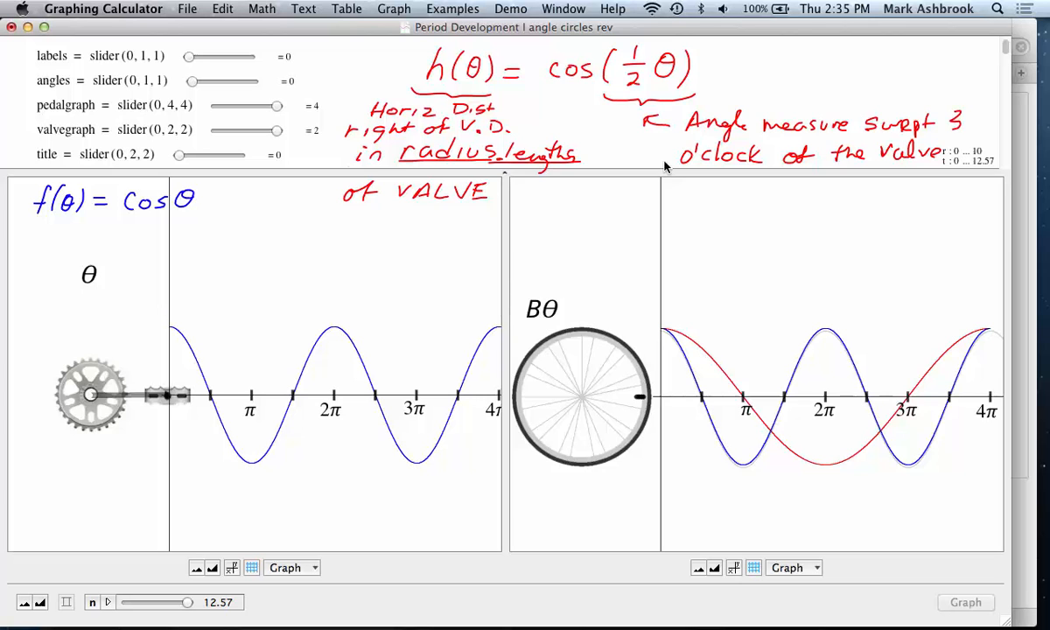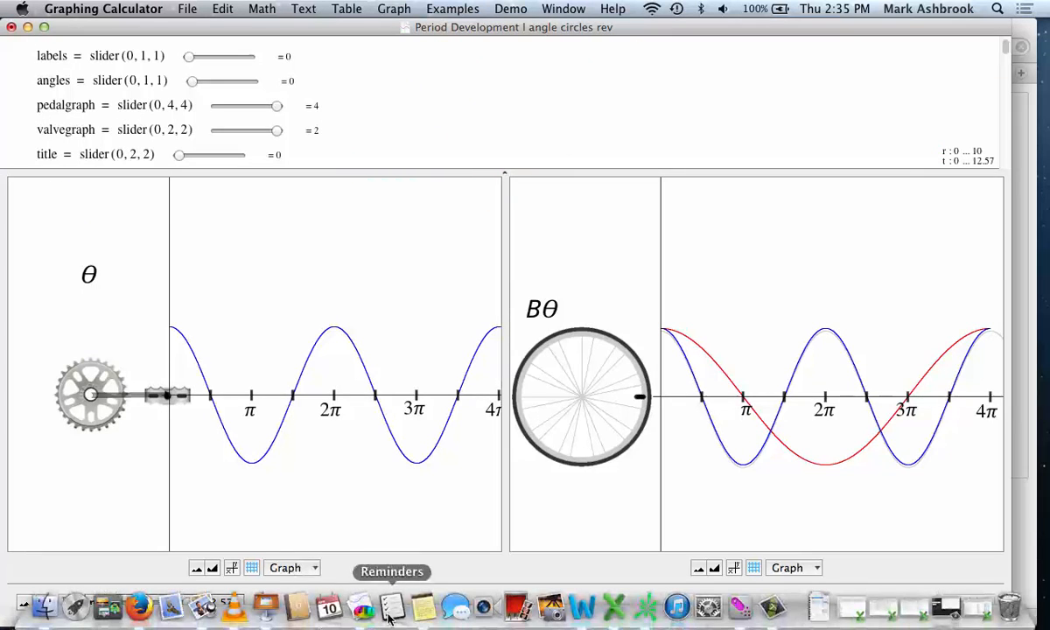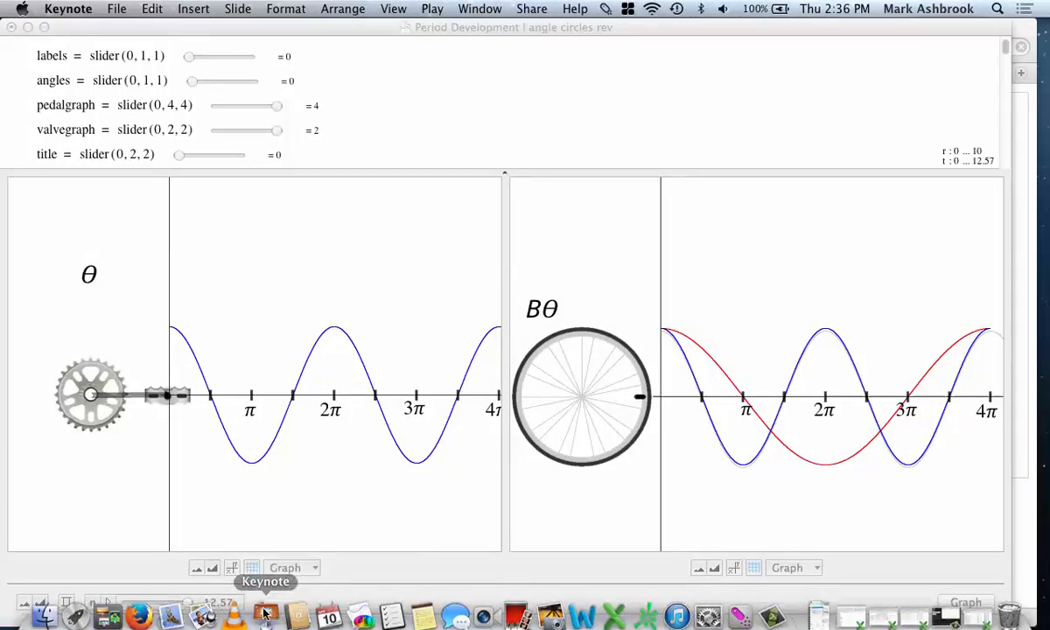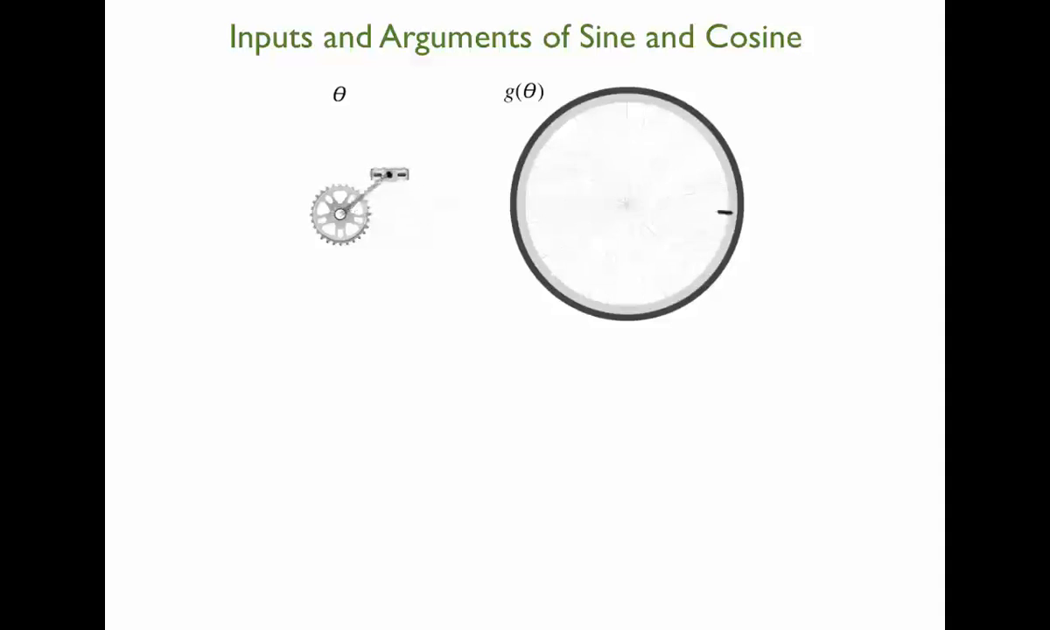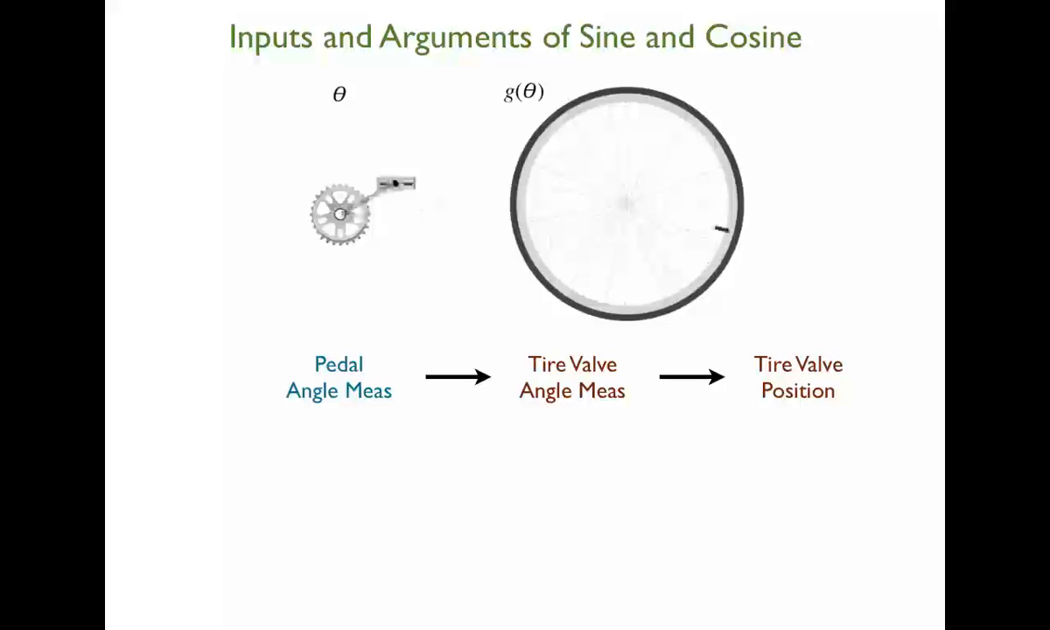All right, so let's summarize that. Okay, so here we got the angle of the pedal and the angle of the tire, which comes from the angle of the pedal. So the pedal angle measure comes first. And then based on that, we have the tire valve angle measure. And then based on the tire valve angle measure, we're going to talk about the tire valve's position. All right, so the pedal angle measure is our starting angle, and the tire valve is a function of that.